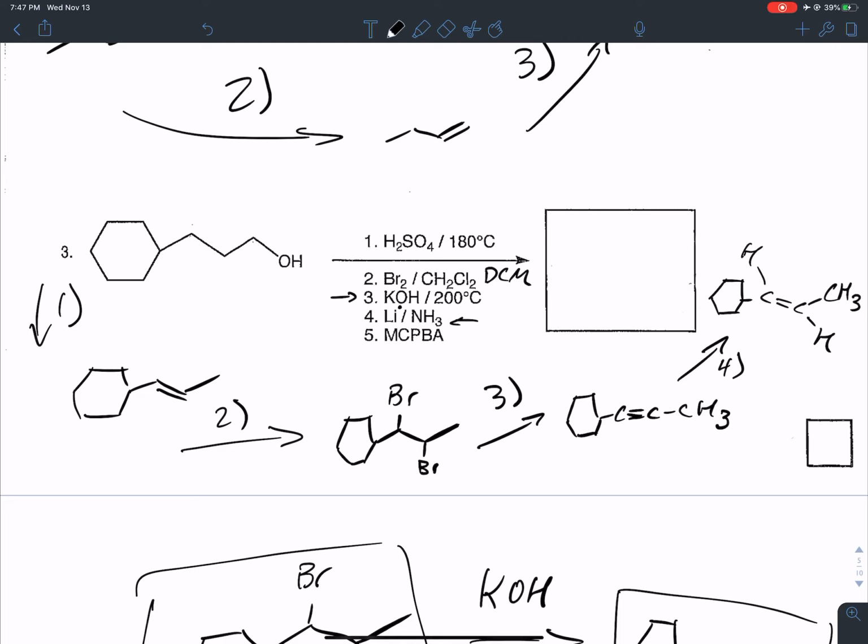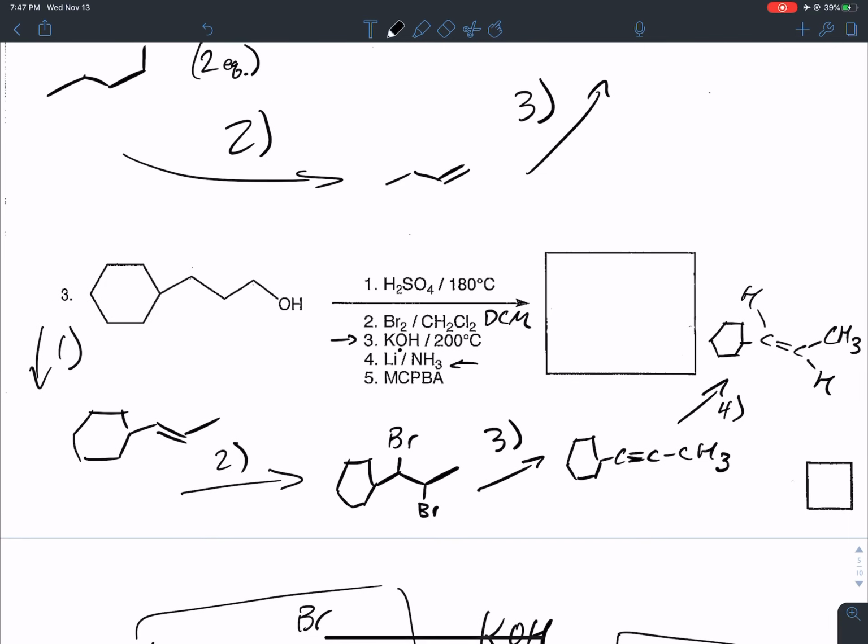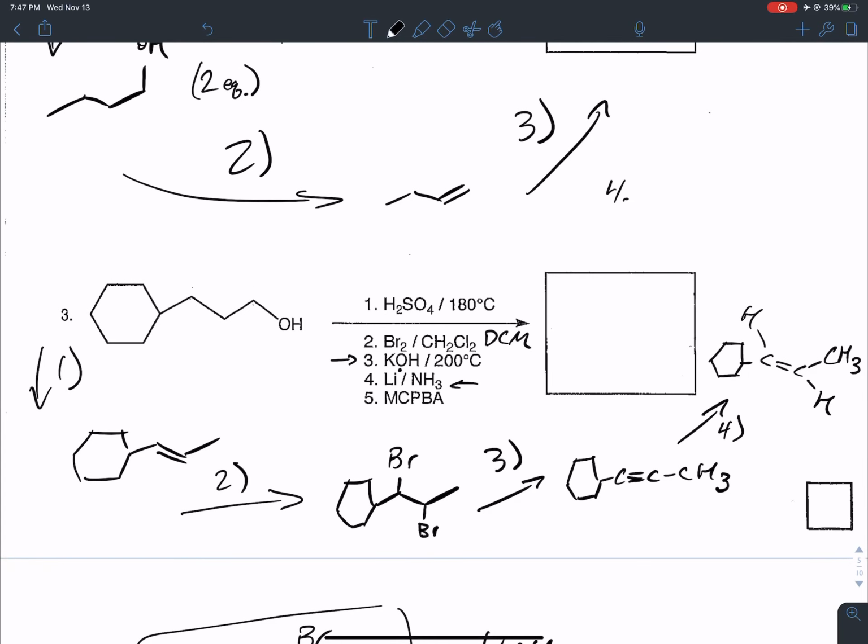What if you wanted to generate a cis double bond? What would you use instead? H2 and Lindlar's catalyst. So instead, your step 4 would look like this: H2, Lindlar's catalyst. She may also write out what Lindlar's catalyst is, so be ready for that as well. That would be H2 with palladium, but you're going to poison it with barium sulfate, and that's going to be in quinoline as a solvent. That's Lindlar's catalyst.